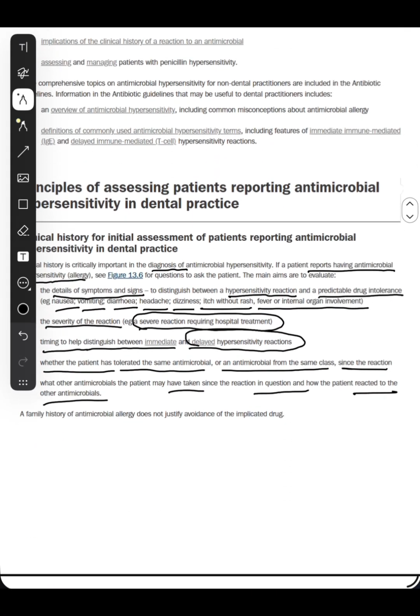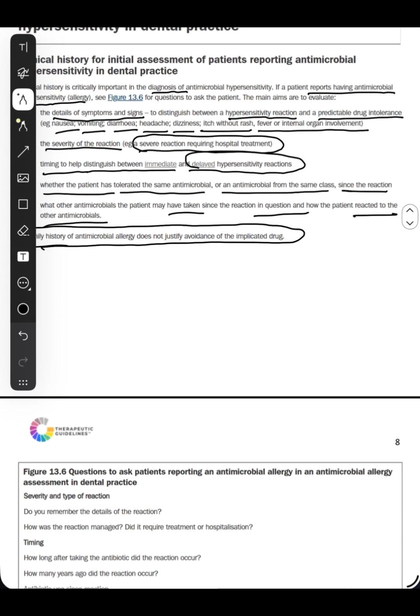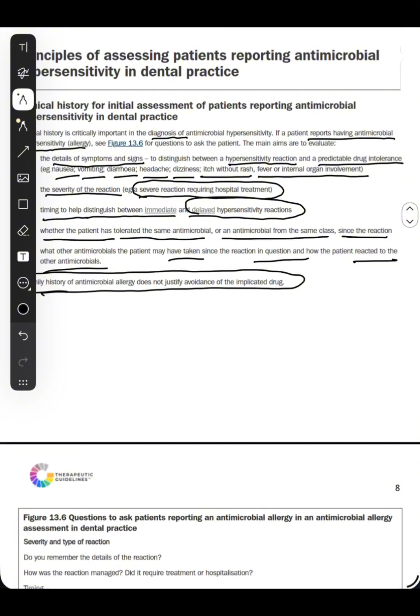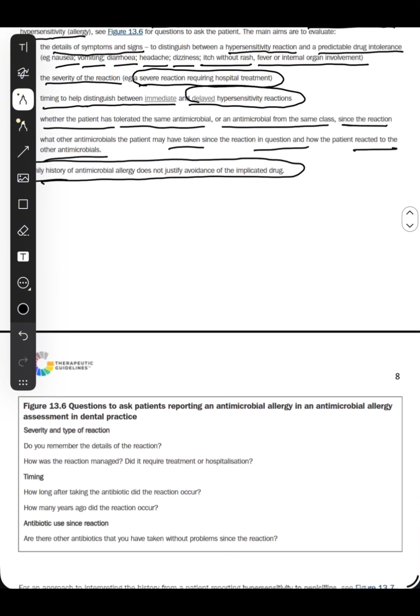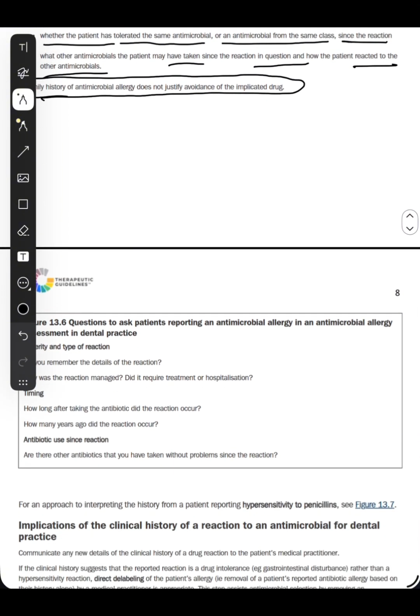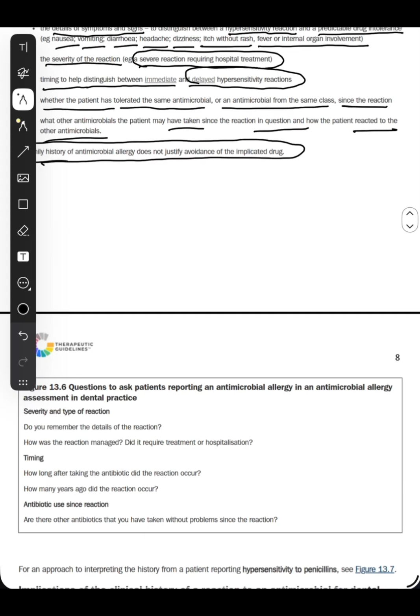A family history of antimicrobial allergy does not justify avoidance of the implicated drug. So if the patient says that he has a family history of allergy, it does not justify the avoidance of the implicated drug. Now, figure 3.6: what questions we need to ask patients reporting an antimicrobial allergy in an antimicrobial allergy assessment in dental practice.